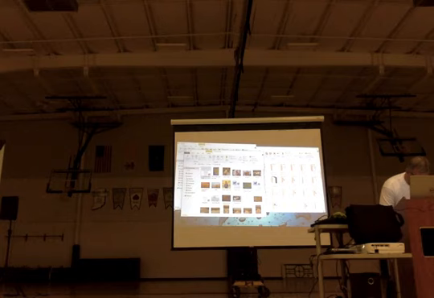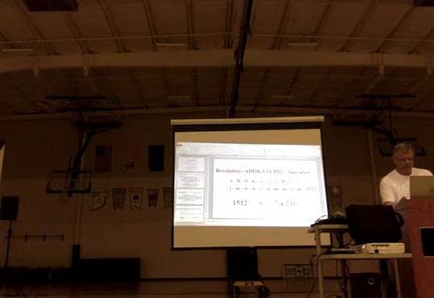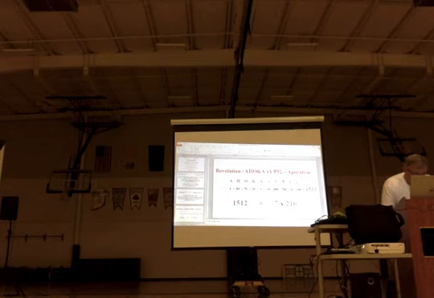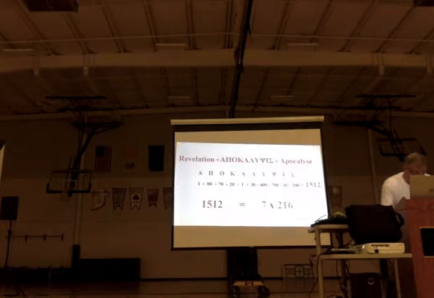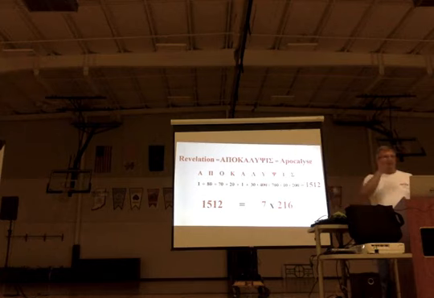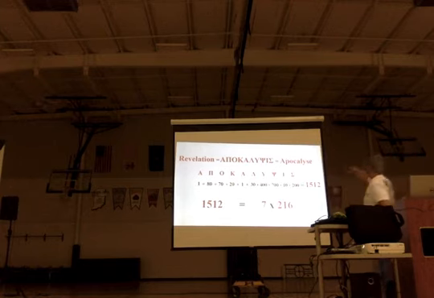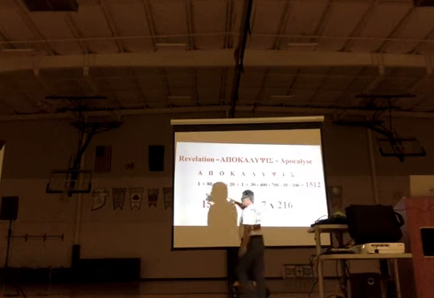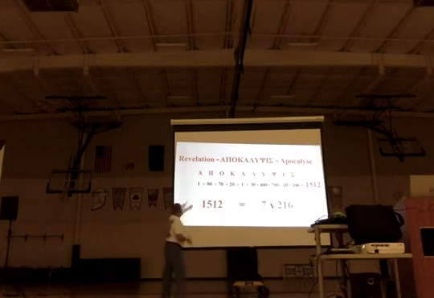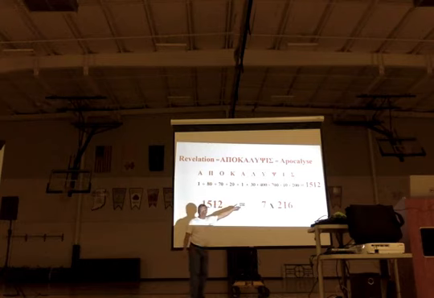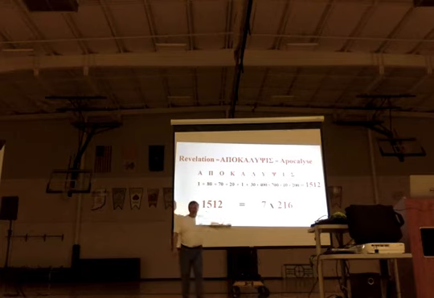Here's a good example of that. Here's the book of Revelation, right? We say Revelation in English, but the name of the book is the Apocalypsis. You may have heard of the apocalypse, right? End of the world, kind of. Okay, there it is, Apocalypsis. And if you put the values in, Greek also has values for the letters. It adds up to 1512.